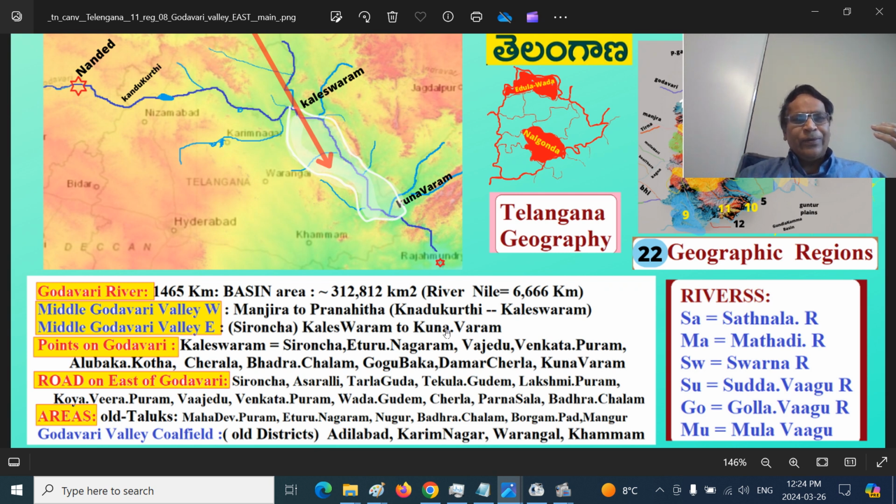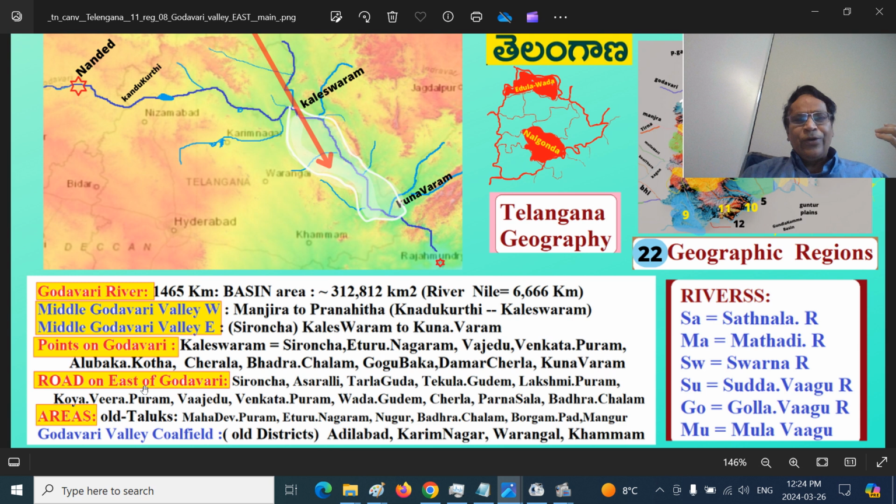Kaleshwaram to Kunavaram. What are the points here on the Godavari in this region? Is Kaleshwaram, we can say few kilometers away is the Sironcha town, the Yeturu Nagaram, Vajedu. Most of these places I will show you in the other map so that those aspects will be very clear to you. Vajedu and Venkatapuram and Albakka Kota and Cherala, Bhadrachalam, the temple pilgrimage shrine that hosts Sri Rama Chandra temple, and Gogubakka and Damarcherla and Kunavaram finally.